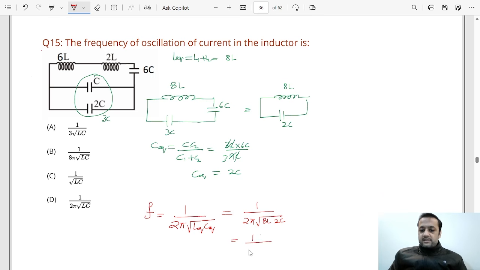This will become 8 to the 16, so it will become 4 to the 8 pi LC. Okay, 1 upon 8 pi under root LC. So option B will be the correct answer for this question. I hope you have understood.